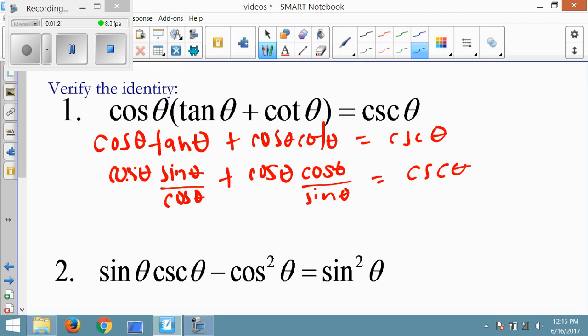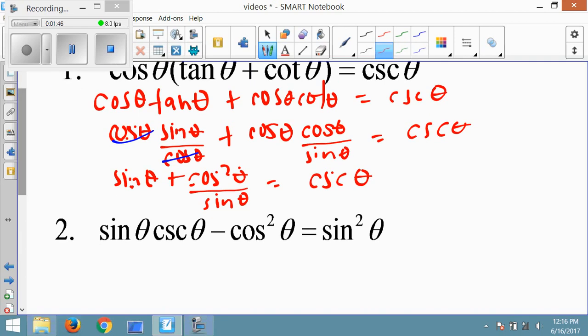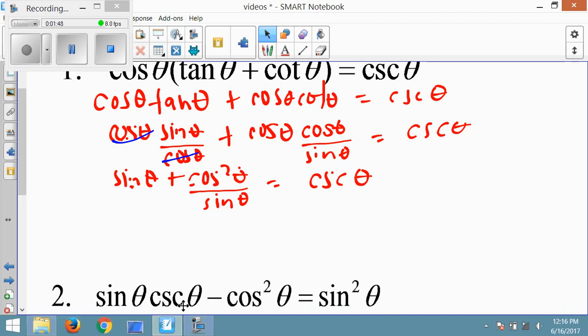In the first part, the cosines will cross off. I have sine of theta plus cosine squared of theta over sine of theta. I'm going to move this down. There we go.